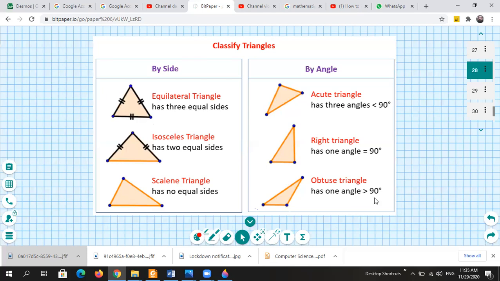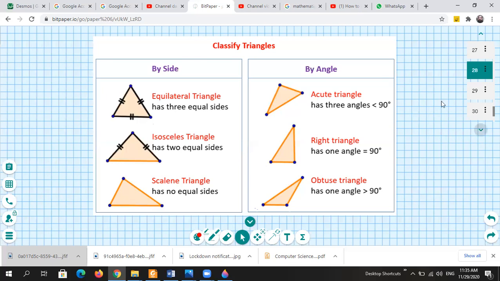Third one is obtuse angle triangle or obtuse triangle. So one angle will be obtuse or greater than 90 degrees, and the rest of the two angles will be acute. So we have classified the triangles by side and then by angle, and we'll use these concepts in solving questions of exercise 11a.